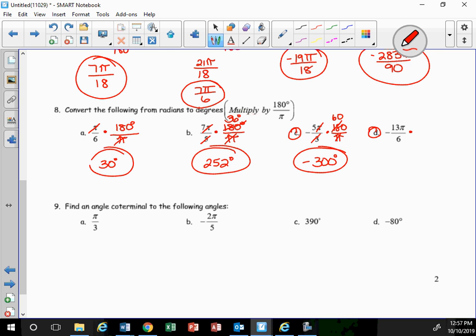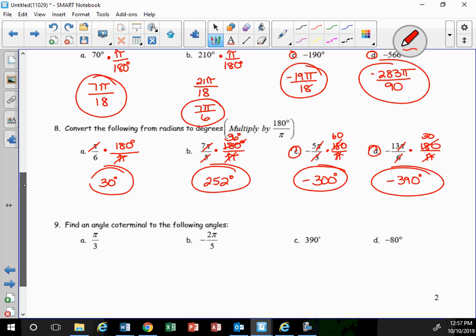Okay. All right, last one then, times 180 over pi. Cancel pi. How many times does 6 go into 180? 30. Okay. What's negative 13 times 30? Negative 390. Okay. Make sure you're putting the degree symbol when your answer is in degrees. There's not a radian symbol. Pi doesn't mean radians. It's just what you usually use when you're talking about radians.